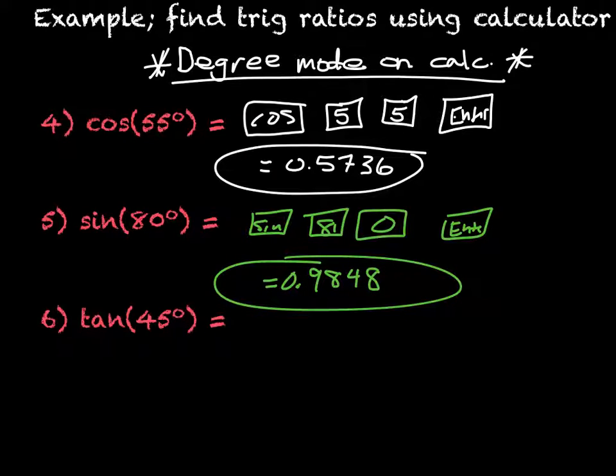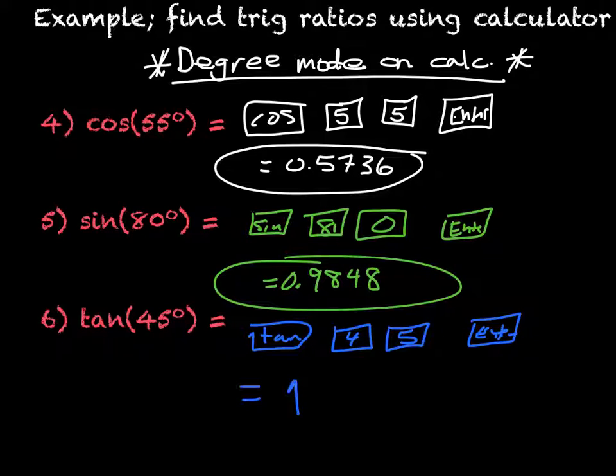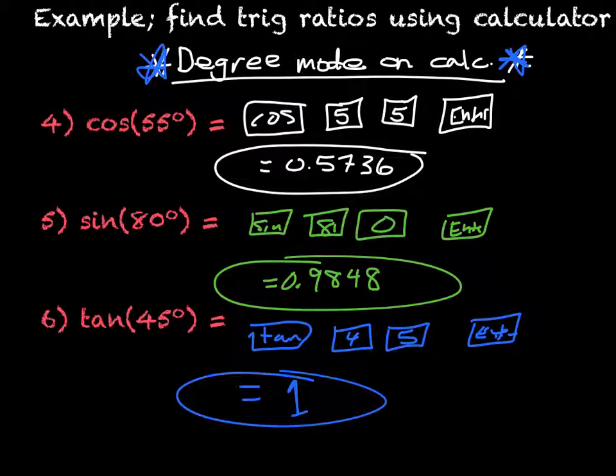And the last one, we have tangent, so we're going to hit the tangent button of 45, and then hit enter. So that's going to give me 1. So that's your final answer, just 1. Alright, so when you're doing these, you just have to make sure you're careful about which function you're using, and make sure that you are in degree mode on your calculator.